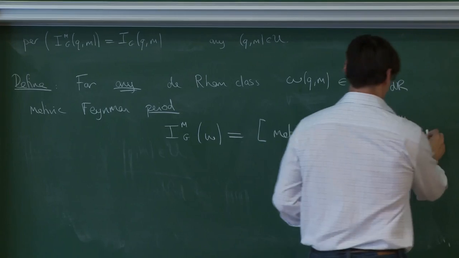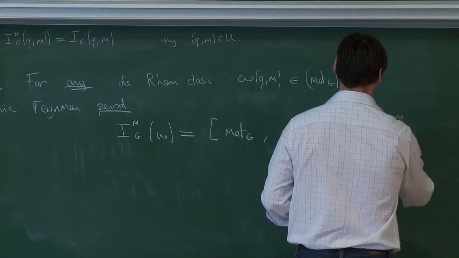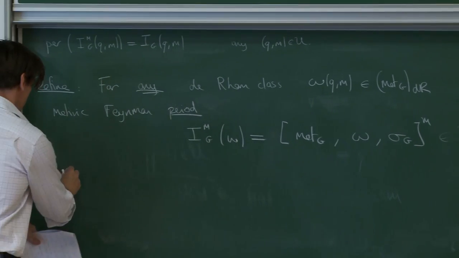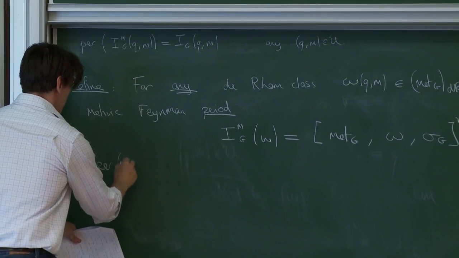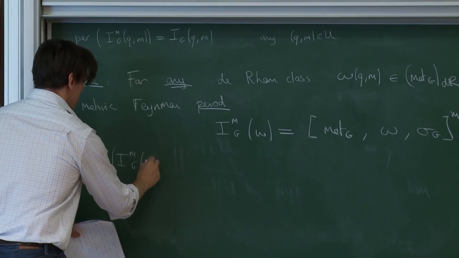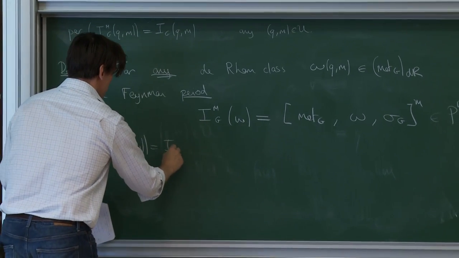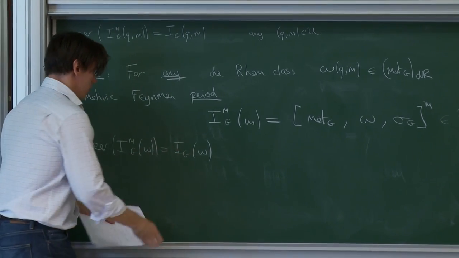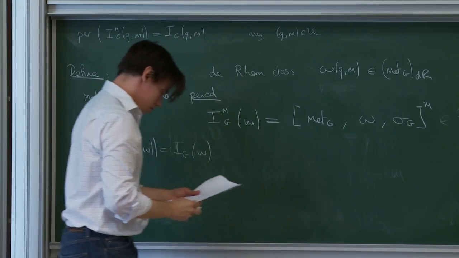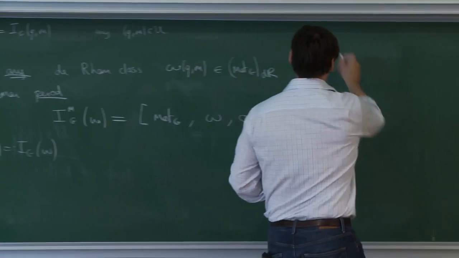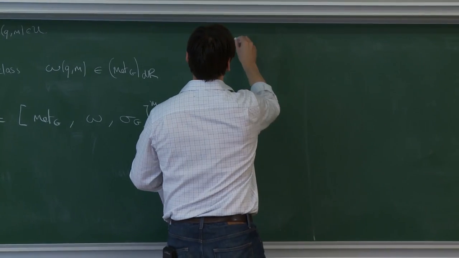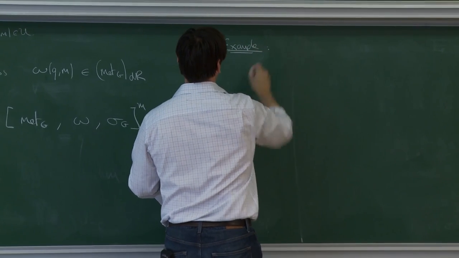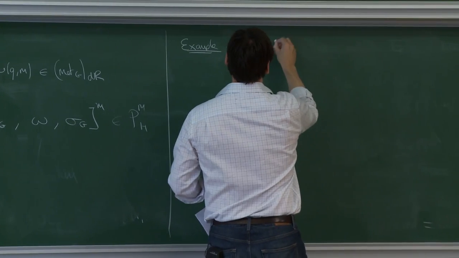So again, a motivic period in some category that I haven't quite defined yet. And I will denote the period by I(G, ω). So what is this? Let's look at some examples. An example of such a generalized Feynman amplitude or Feynman period would be something like this.